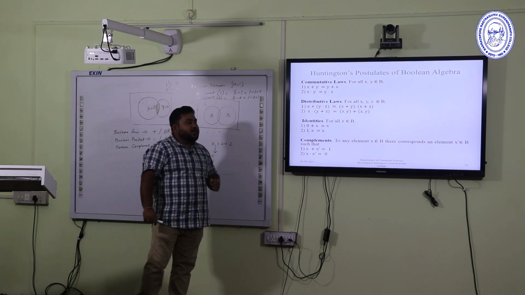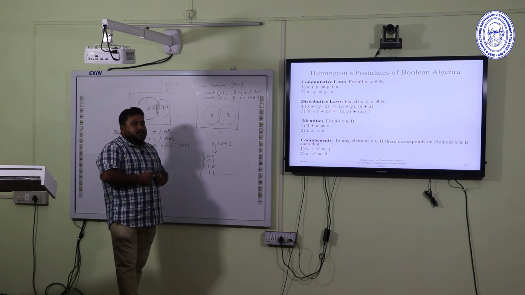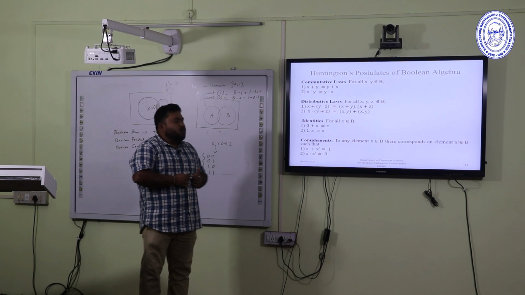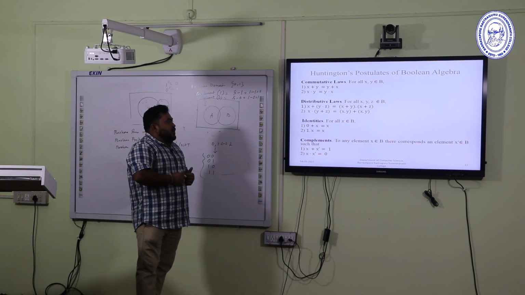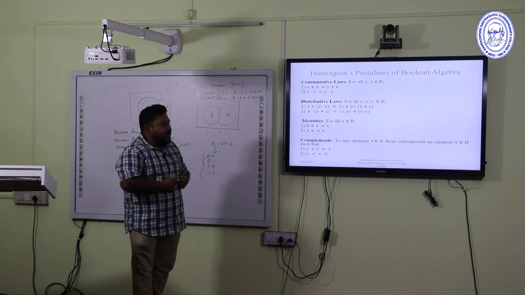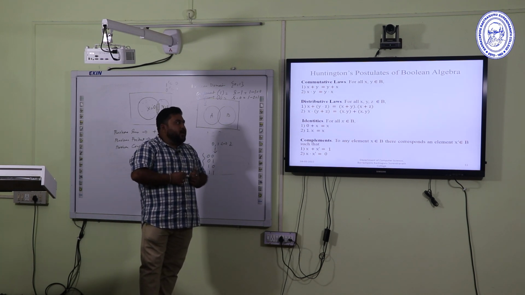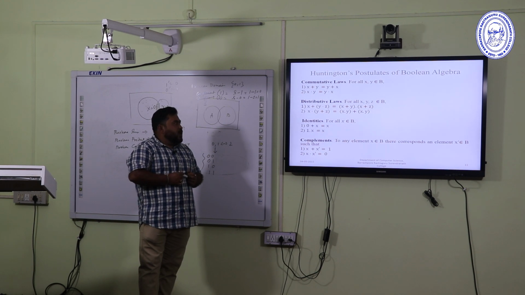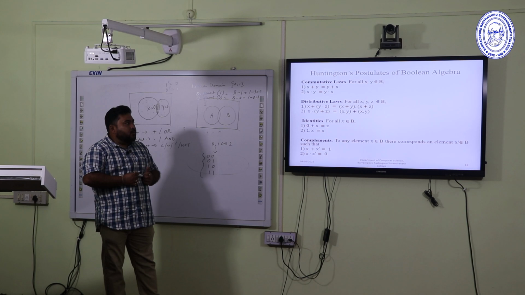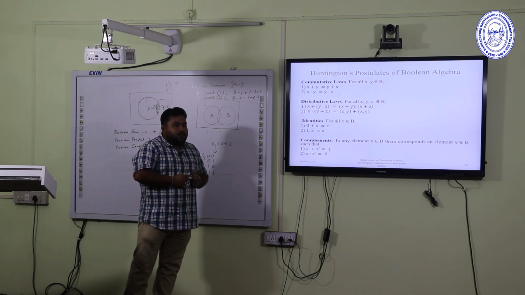The second law is the distributive law. Here we consider three elements, that is x, y and z, elements of the Boolean set B. The first rule is that x plus y dot z is equal to x plus y dot x plus z, and the second rule is that x dot y plus z is equal to x dot y plus x dot z.